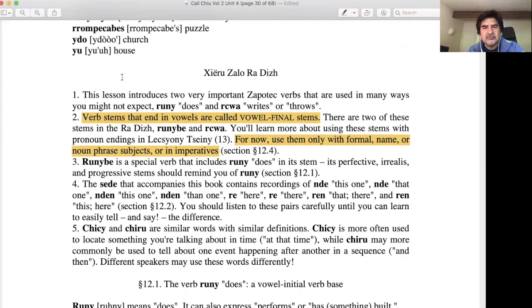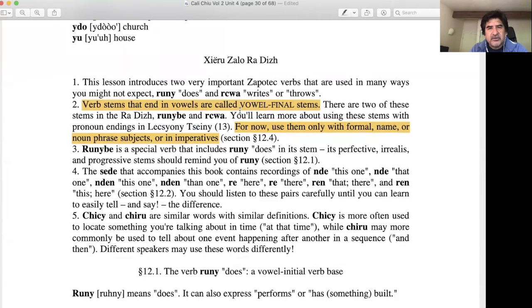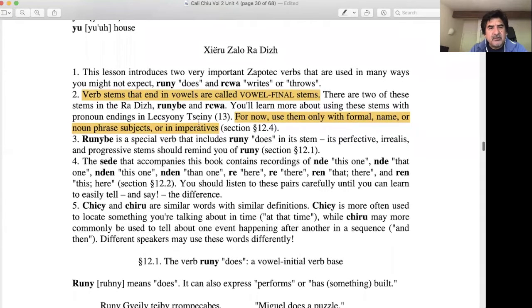For this section, we're going to be looking at verb stems that end in a vowel, which are called vowel final stems. If you remember, if I said rbab, the end of that verb ends with a consonant. On this one, ruin, terqua, it ends with a vowel, and that's why it is called a vowel final stem. We have another one, rumbe, with an e and an a. Those are vowels at the end of the verbs, and we'll show you how that works in a bit.